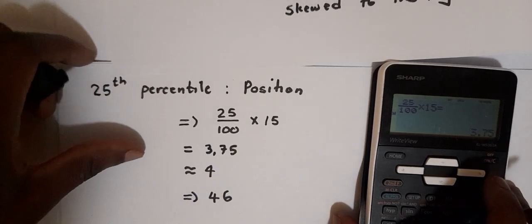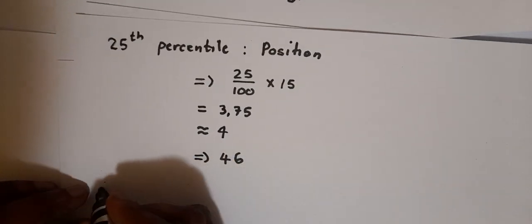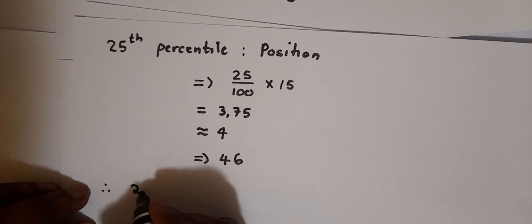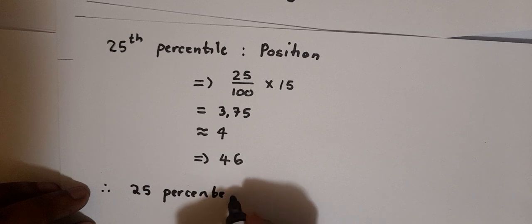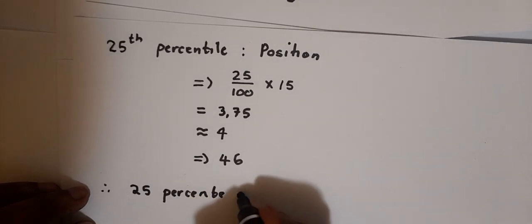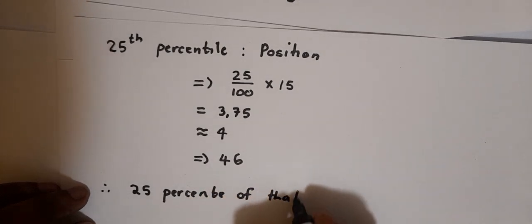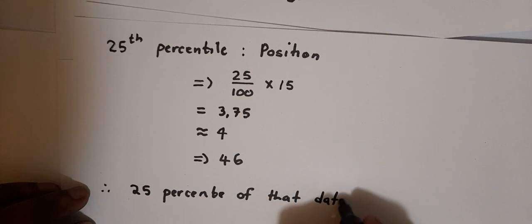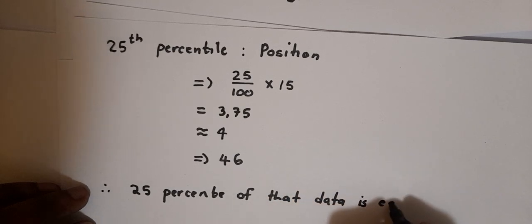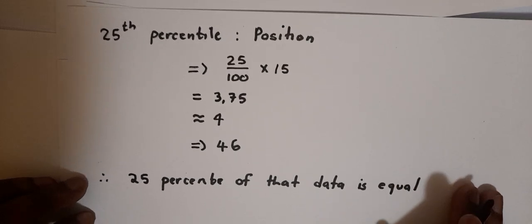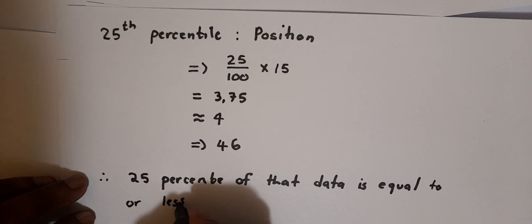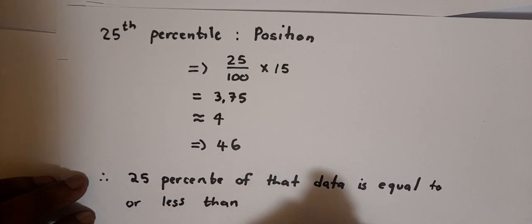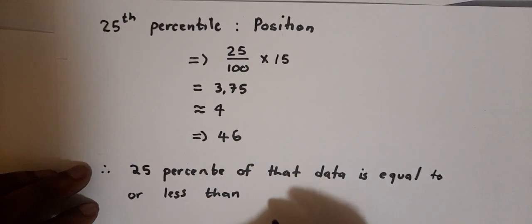Then what does it mean? 25th percentile means 25% of the data. Therefore, it means 25% of the data is equal to or less than the value at that position, which is 46.